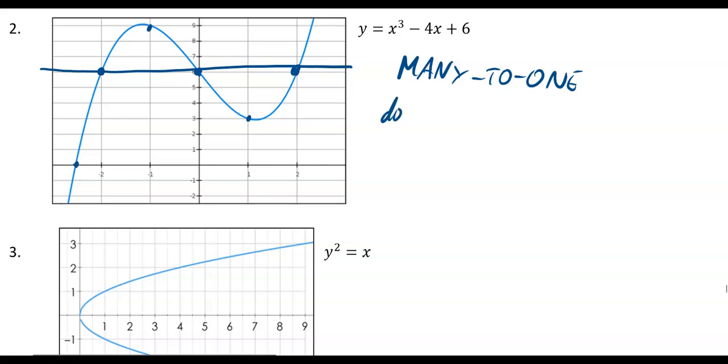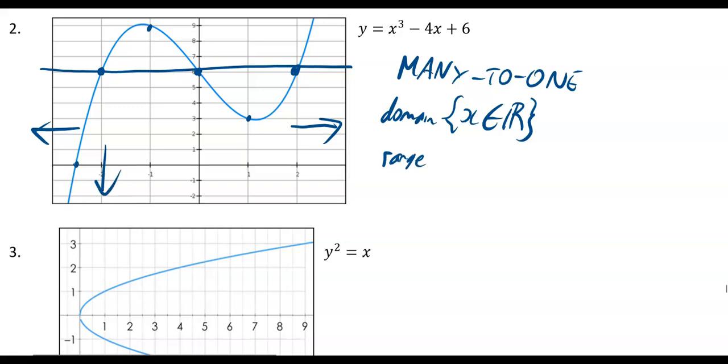So the domain for this graph is again x belonging to the set of reals, because this exact graph would exist out this way and out this way. And again this graph would go all the way down to -infinity and all the way up to positive infinity. So the range is y belongs to the set of reals, so it takes all the real values as well.